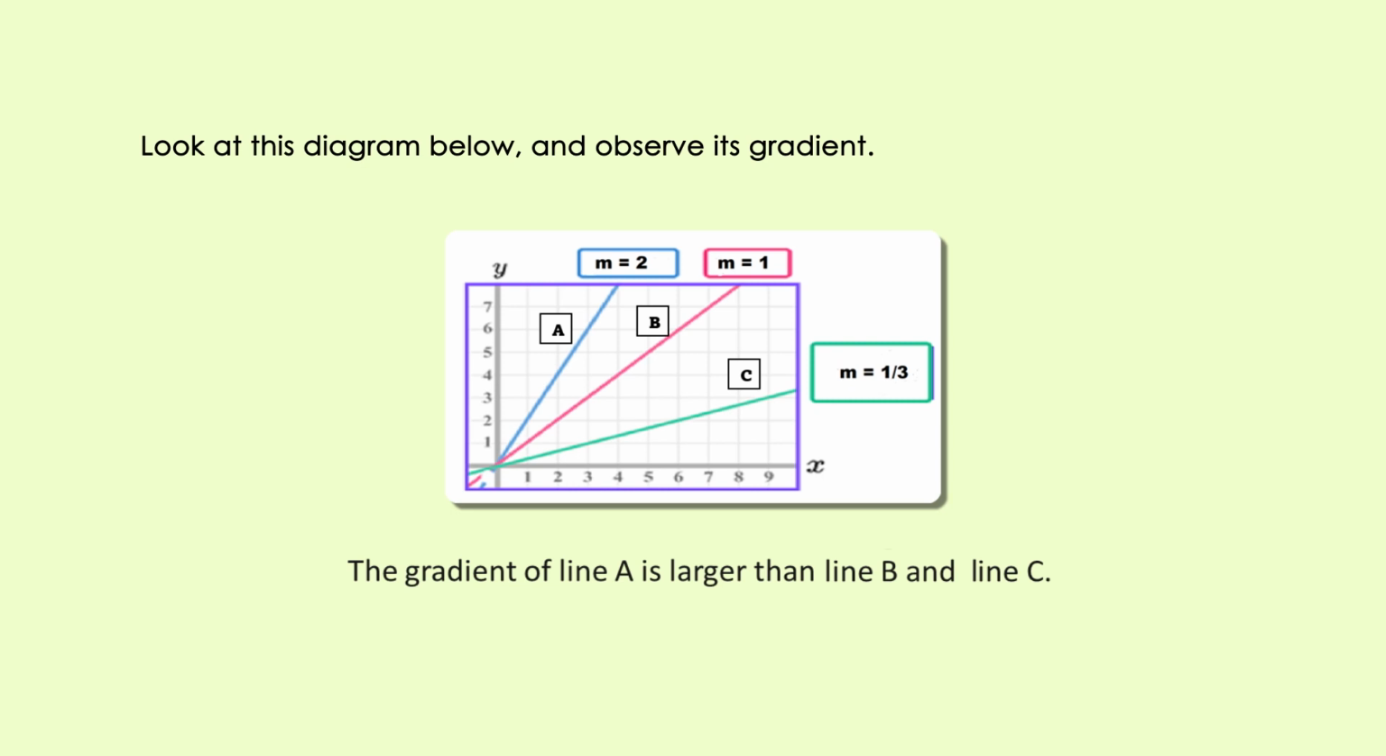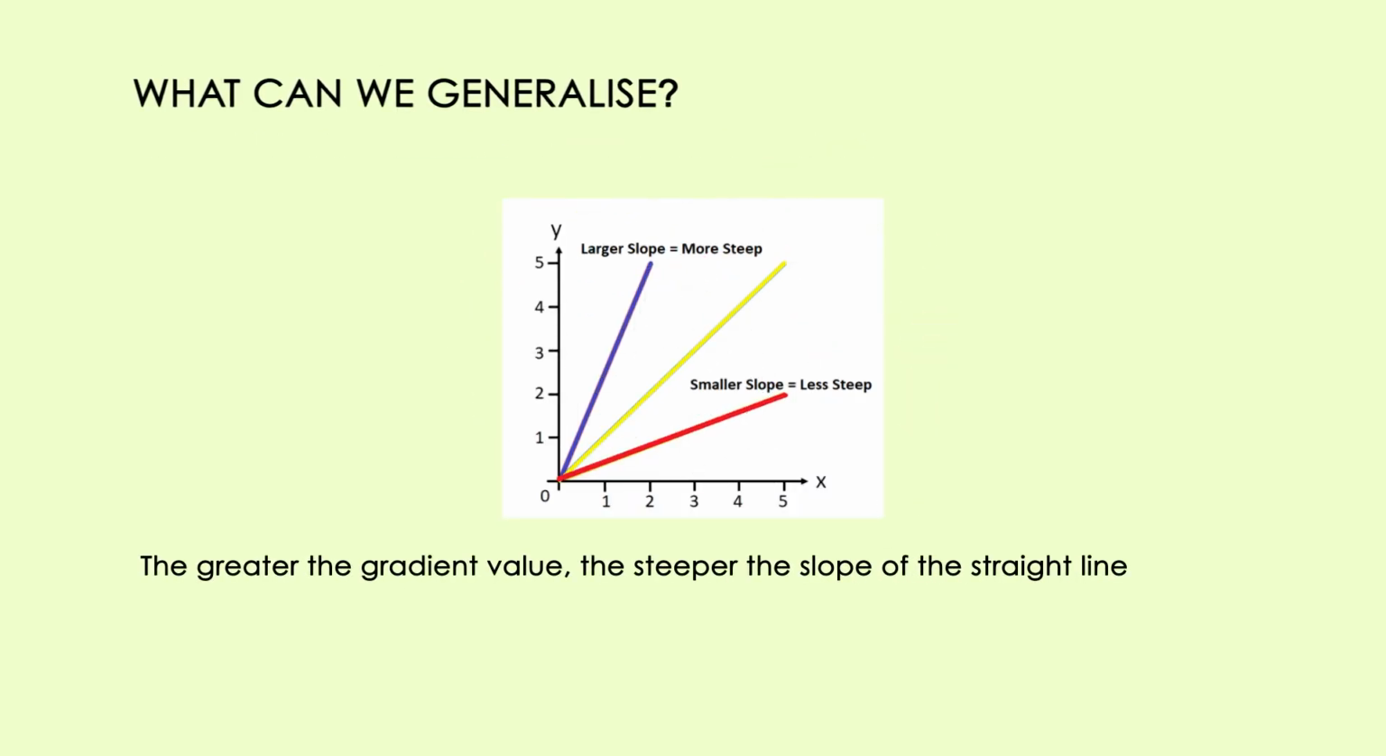How about the steepness of each line? Again, look at the diagram. We can observe that the steepness of line A is greater than line B and C. Based on the diagram, you can see that the purple line has greater slope compared to the yellow and red line.